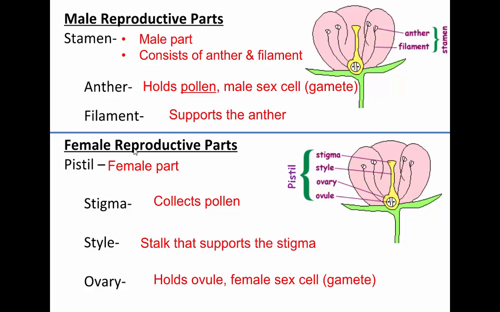Anyway, the ovary, this base of the pistil, that's where the female sex cell is, the ovule. So we have the male parts, the stamen, which produce the male sex cells, the pollen grains. And then we have the female reproductive parts, the ovary, which produces the female sex cell, the ovule.